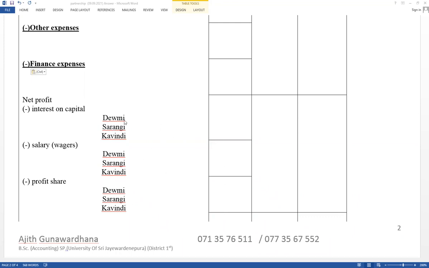Right? All the appropriation parts should be recorded partners' current account, credit side. But if it has sometimes given loss share, that value should be included debit side of the current accounts. Interest on capital, salary, profit share should be recorded credit side of the current accounts. Right? This is the format for income statement.